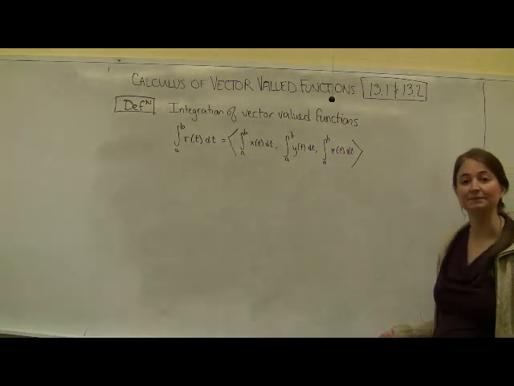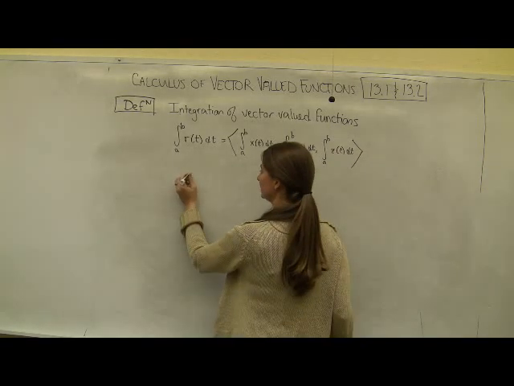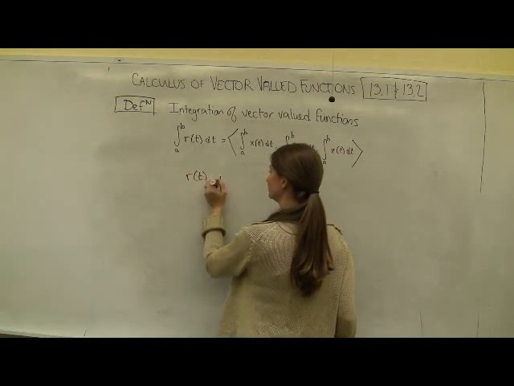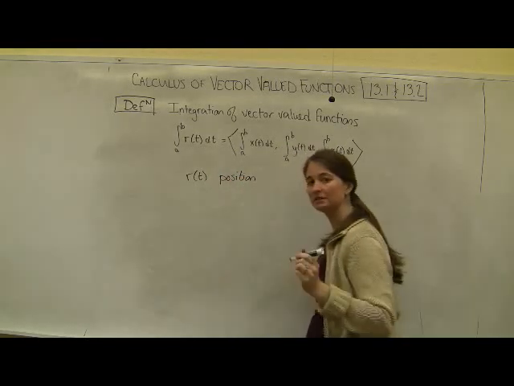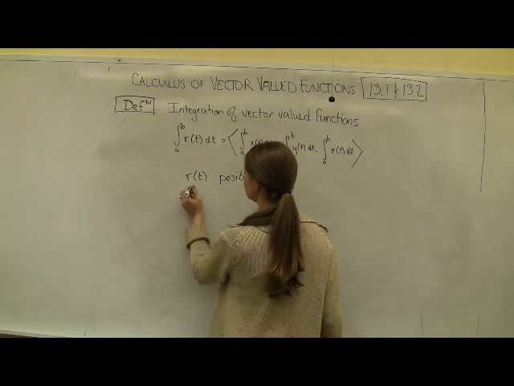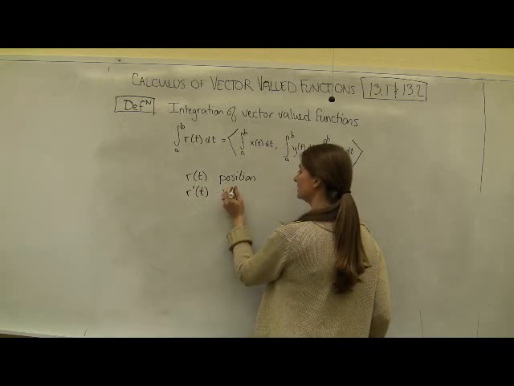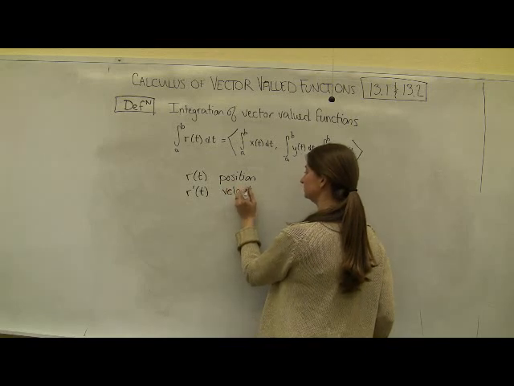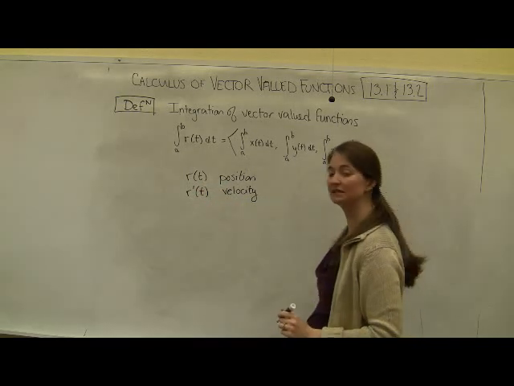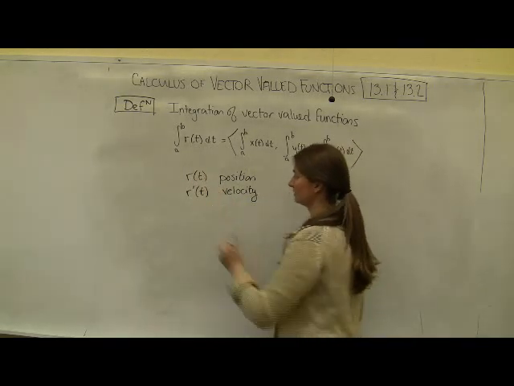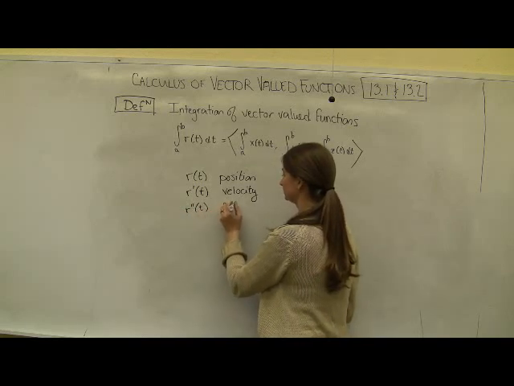Why is this interesting? This is where we get to the application part. Let's say that r of t is indicating your position. We just talked about how taking the derivative of our position vector will give us our velocity vector. And if we take the derivative of the velocity vector, or the second derivative of our position vector, we end up with our acceleration vector.